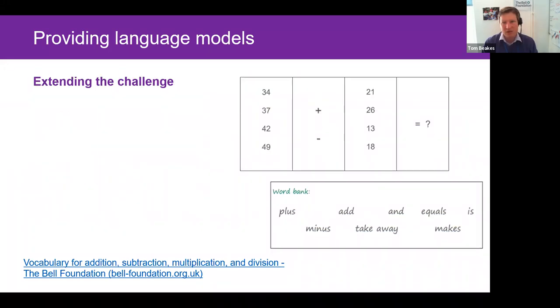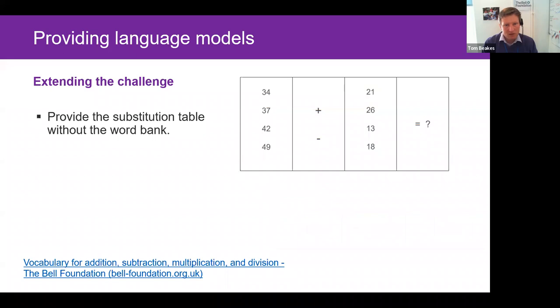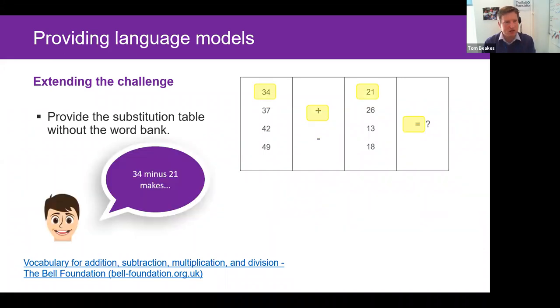Again, we want to extend the challenge. So you might want to provide the substitution table, but without the word bank, which would be one thing to do. So that students have to retrieve the sentences from memory. So 34 minus 21 makes, what's that, 13 or something? I don't know, I'm not a maths expert. And this is one way of reducing the scaffolding.